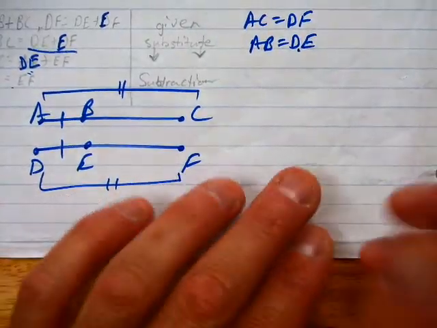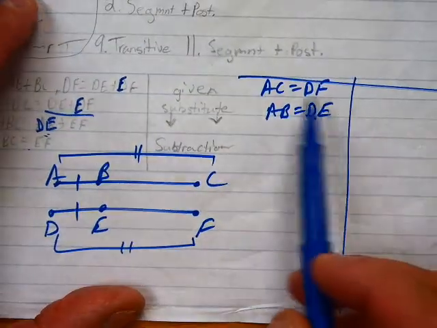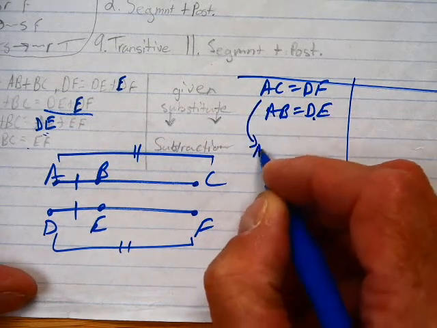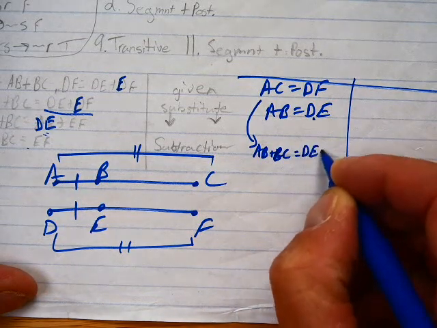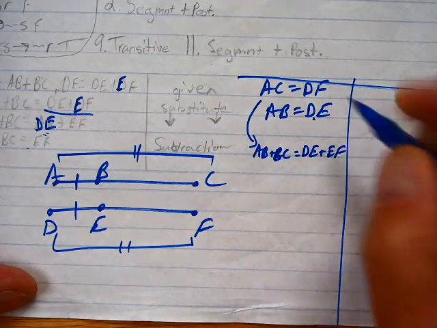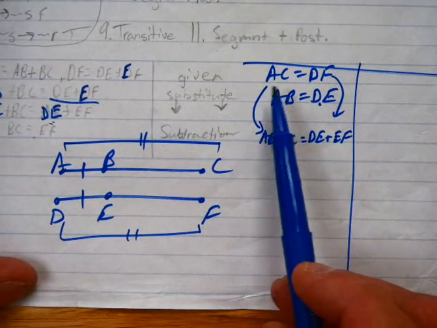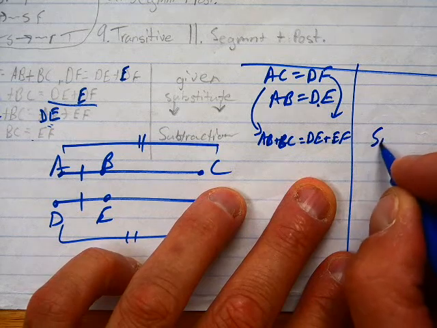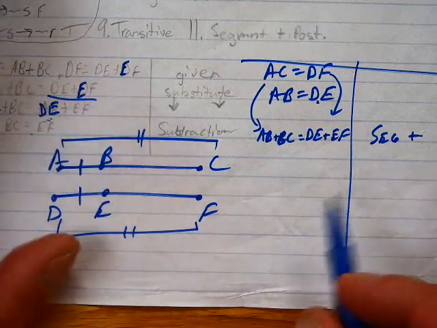So if I wanted to rewrite this just a little bit, I would probably go like this. I would have those two facts, and then I would come to here. I would say AB plus BC equals DE plus EF. What allows me to make those changes? Okay, think about this. Come on. Segment addition. I took AC, replaced with the sum of its parts. Took DF, replaced with the sum of its parts. So segment addition. So now let's take AB and replace it with DE.